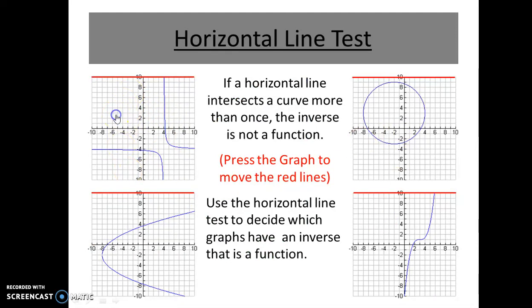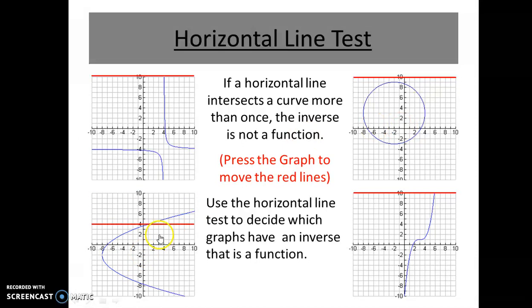Here's a function. We're going to do the horizontal line test. Does it ever hit the graph twice? Well, on that one, no. So that means this graph, if you took the inverse, it would also be a function. All right, this one. Yeah, that horizontal line passes through this graph more than once, many times, right? So that tells you if you made an inverse, the inverse would also not be a function because it would not pass the vertical line test.